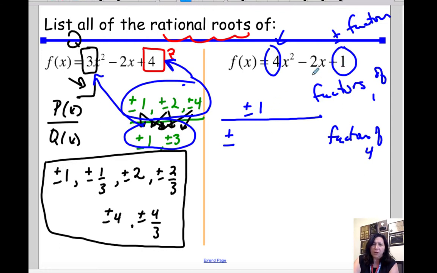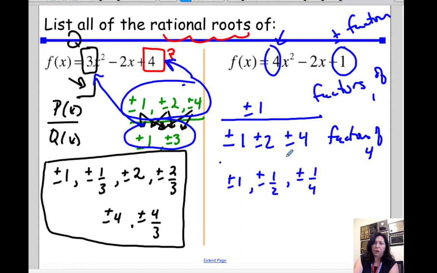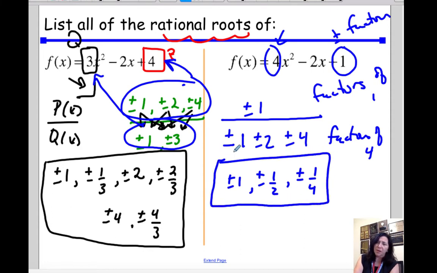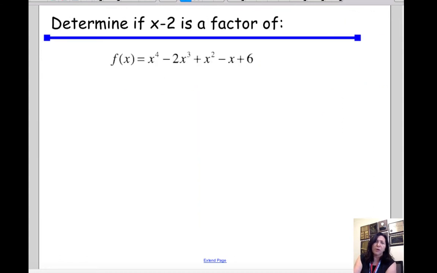So plus or minus 1, over plus or minus 1, plus or minus 2, plus or minus 4. Realistically, all the choices I have are 1 over 1, so plus or minus 1. I've got 1/2, so plus or minus 1 over 2, and 1/4, so plus or minus 1/4. So these are all the possibilities. And you do have to write them out. You can't leave your answer in this form. You probably would get partial credit, but you're not going to get full credit unless you do it this way.